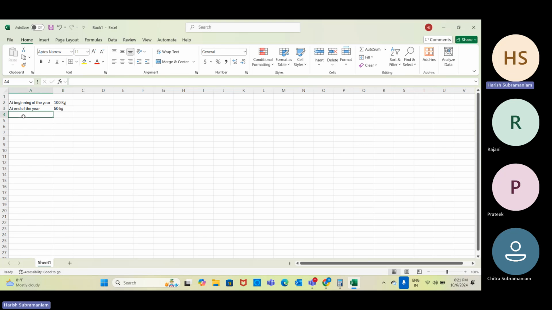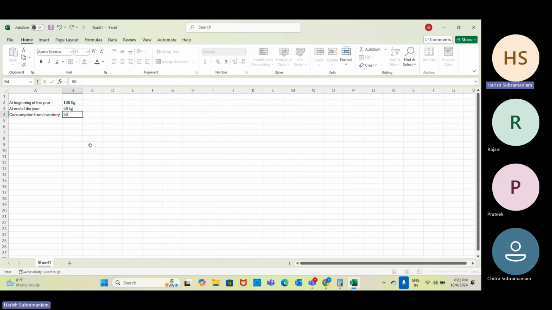So this is the consumption from inventory. Inventory is nothing but the stock of items of raw material or other material that they will keep, right? So at the beginning of the year, I have 100 kg of wood for manufacture of table and chairs. Okay. At the end of the year, I have 50. So this is basically equal to this minus this. We'll leave the kg.